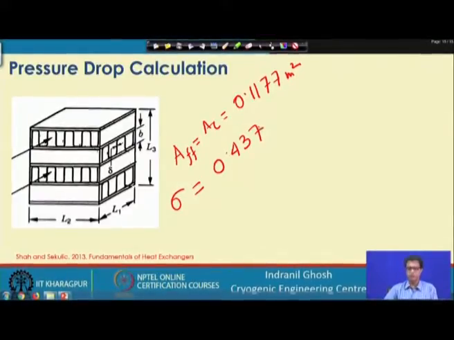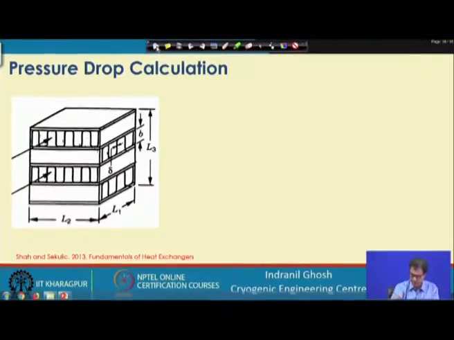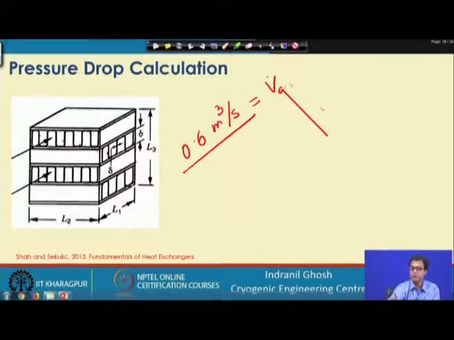Now, we need to look into the operating conditions. In the operating conditions we find that the volumetric flow rate of air, V dot, is given as 0.6 meter cube per second.